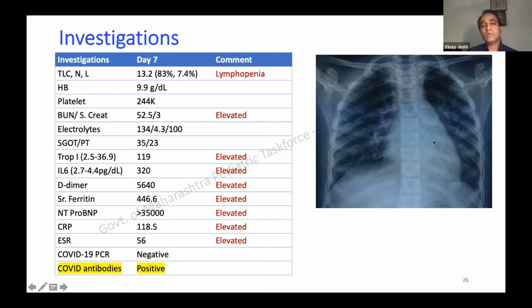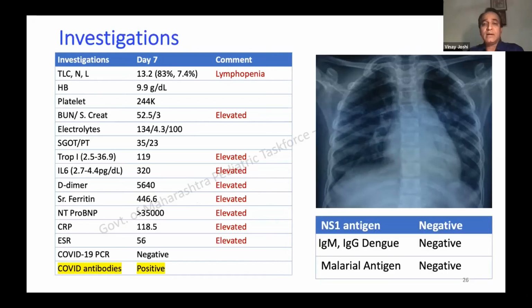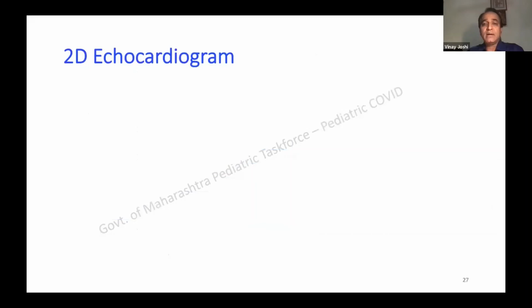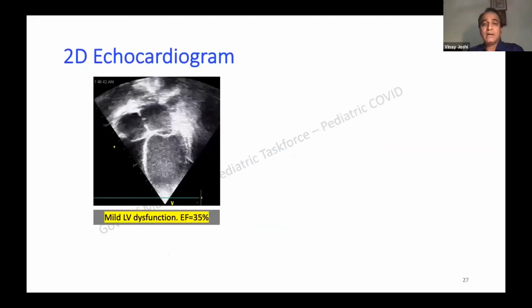If you look at the X-ray, what you see here is basically pulmonary edema, pulmonary congestion. We also tried to rule out alternatives, malaria, dengue, and all those other tests were negative. On 2D echo, we got significant findings. There was mild LV dysfunction with an ejection fraction of around 35%.